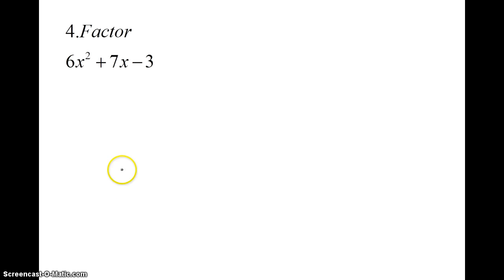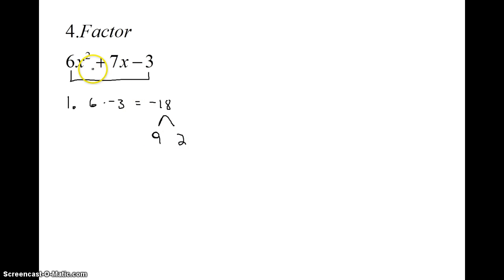So let's try a couple more. So here we also have a times c. So 6 times negative 3, that's negative 18. You want to find two numbers that multiply to negative 18, and that's going to be 9 times 2.